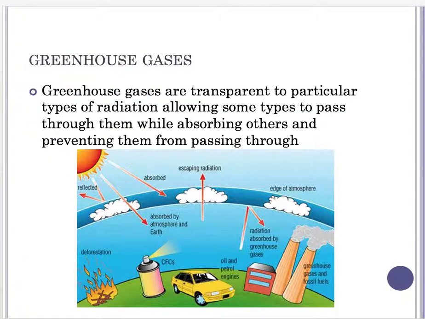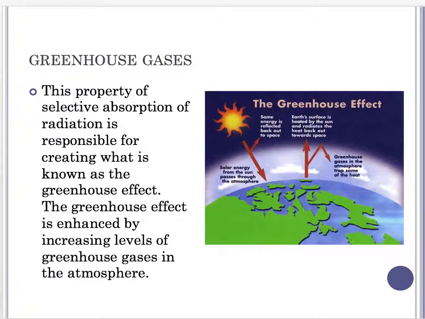Okay, so greenhouse gases are transparent to particular types of radiation, allowing some types to pass through them while absorbing others and preventing them from passing through. As you know, some radiation is harmful, some radiation is what heat is. If you remember your electromagnetic spectrum, this property of selective absorption of radiation is responsible for creating what is known as the greenhouse effect. The greenhouse effect is enhanced by increasing the levels of greenhouse gases in the atmosphere.